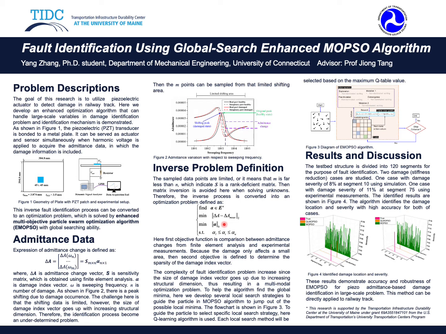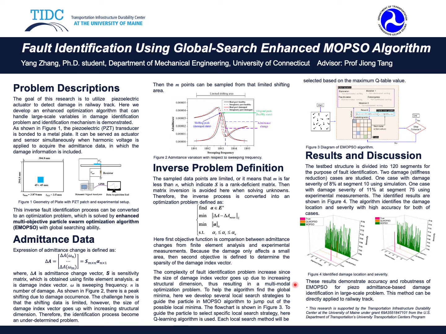The complexity of fault identification problem increases since the size of damage index vector goes up due to the increasing structural dimension, thus resulting in a multimodal optimization problem. Multimodal means the function has a lot of local extremes. So to help the algorithm find the global minima, here we develop several local search strategies to guide the particle in MOPSO algorithm to jump out of the possible local minima.